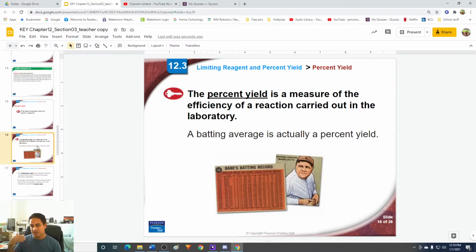Some of it can be because of human error. Let's say that you calculate out that you should make this much, but when you're doing your lab, you spill some stuff on the table. Maybe when you're pouring, some of it dribbles down the side of your beaker. Maybe when you're measuring things on your scale, some of it falls onto the scale and you don't scoop that up. So there's a lot of different things that can mess up your numbers.